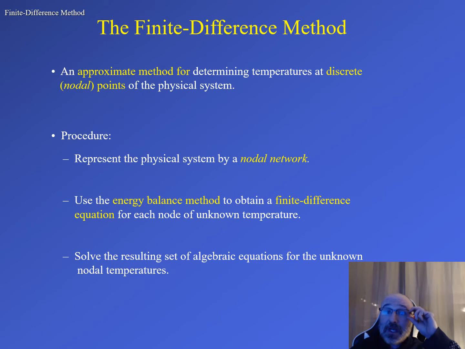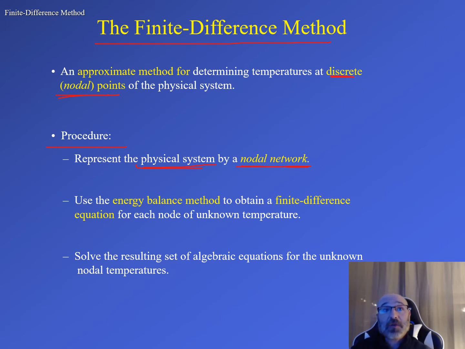So as we begin here, I want to discuss our finite difference method. So what is the finite difference method? Well, this is an approximate method for determining the temperatures at discrete or nodal points of a physical system. So within this, we want to come up with a procedure to follow this through. Our procedure is going to be: represent the physical system by a nodal network. That's the first step. And again, these nodes are discrete points of the physical system.